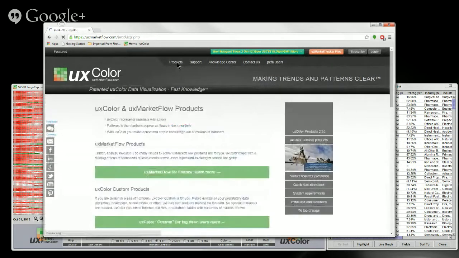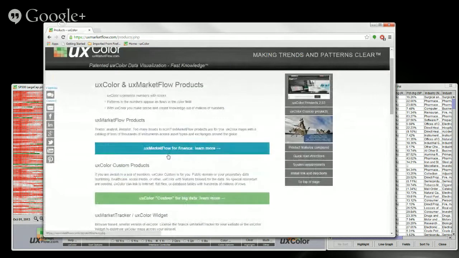Here's our products. Adam talked about UX Market Flow for finance, uxColor Custom for big data. So big data, for example, we're working with point of sale data, scanner data, daily data on, say, 1,000 products, and you have daily sales data coming off your scanners, and products have a life cycle. By looking at the color pattern, you can see products that are declining. You can put advertising dollars into that product or that product line and see if it recovers. And that's uxColor custom data.